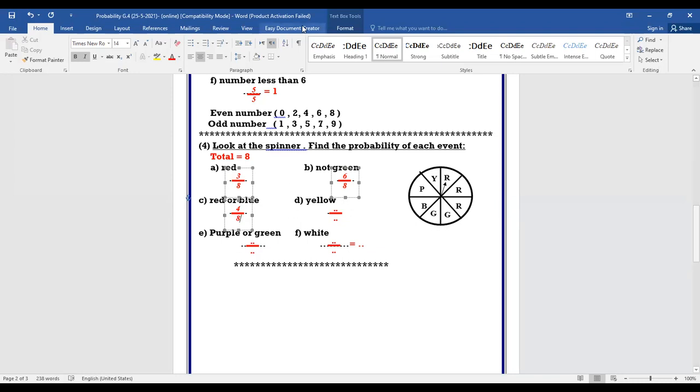Okay. Yellow. Bassem, how many yellow parts? We have 1 part yellow. It will be 1 out of the total number 8.